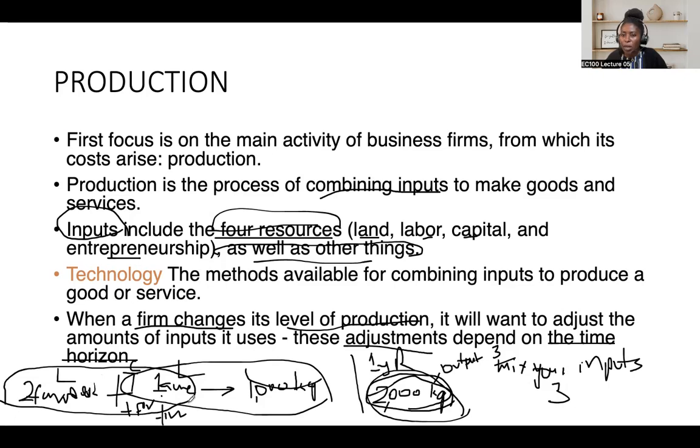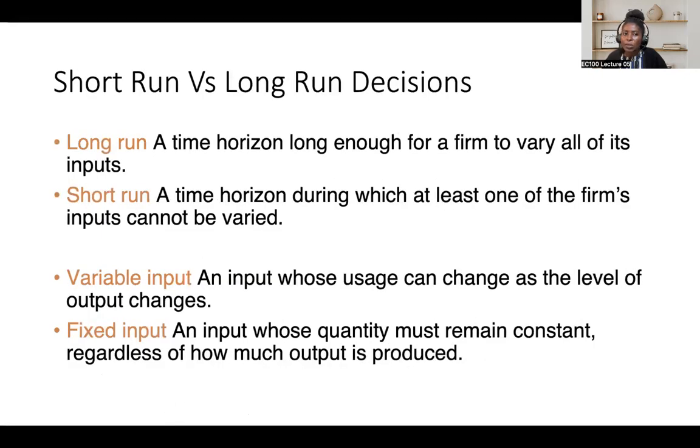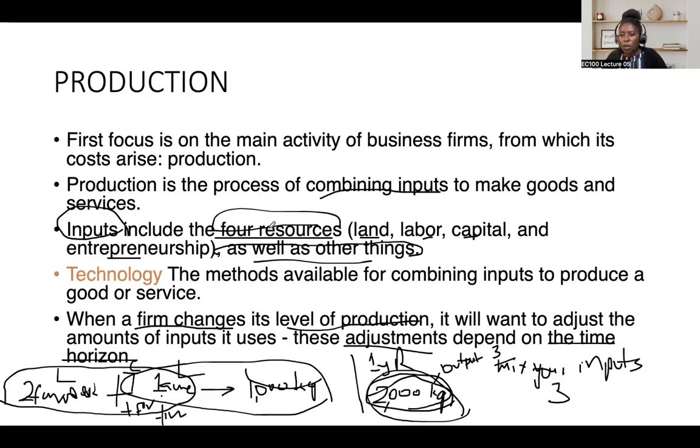So what is the time horizon? As I said, time horizon is divided into 2: short run and long run. So we call it short run and long run decisions. Long run is a time horizon long enough for a firm to vary all of its inputs. And short run is a time horizon during which at least one of the firm's inputs cannot be varied. Okay, I will give you another example, but just back to this so that you understand.